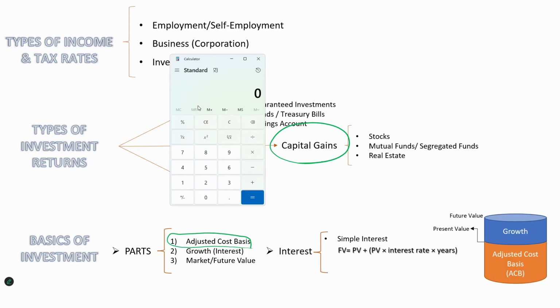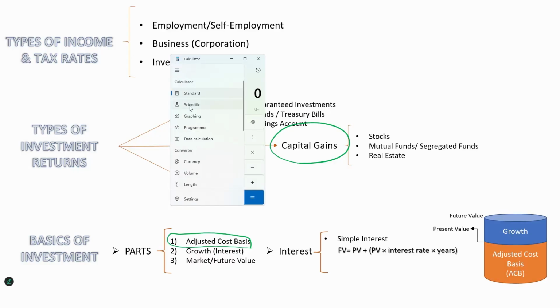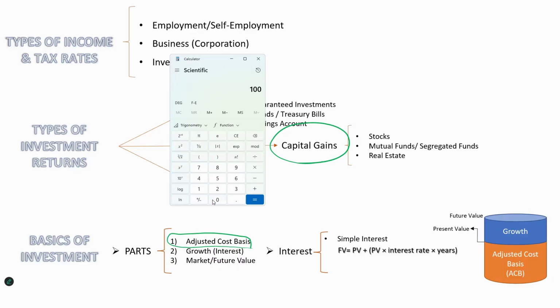So this is a calculator. Let's say I have $100,000 investing, and that $100,000 is going to have a 5% simple interest rate. So what I'm going to do is I'm going to have this on a scientific one. So it's going to be $100,000, right? Plus, again, $100,000.